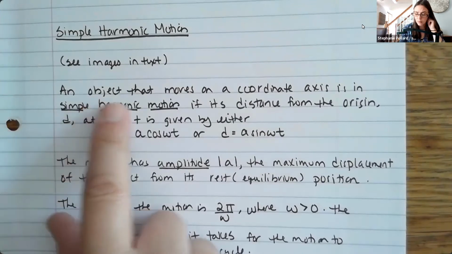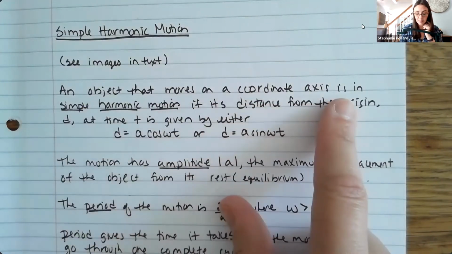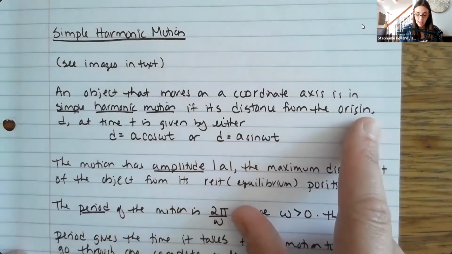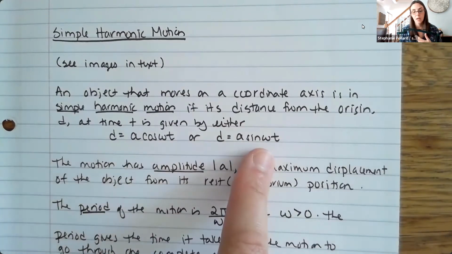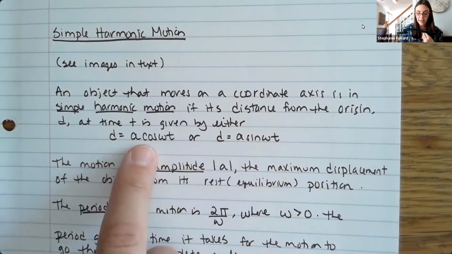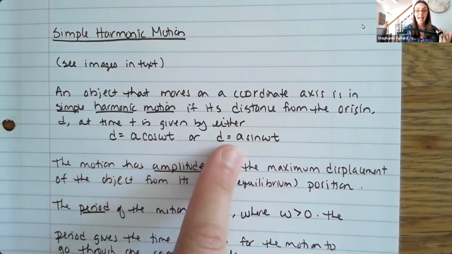An object that moves on a coordinate axis is in simple harmonic motion if its distance from the origin, d, at time t is given by either the function cosine or sine. So you have a cosine omega t or a sine omega t.